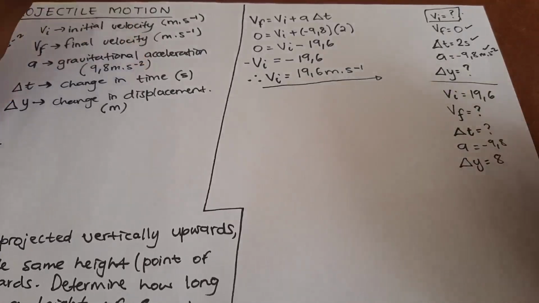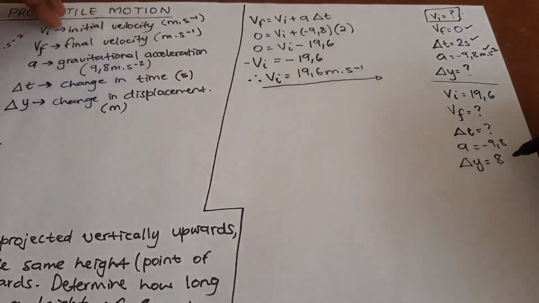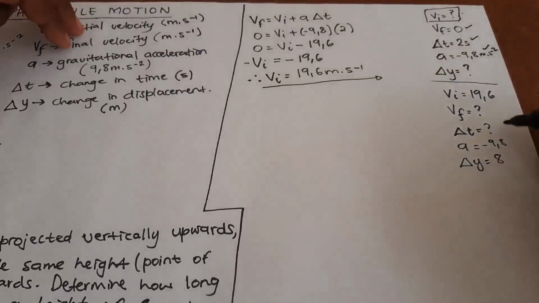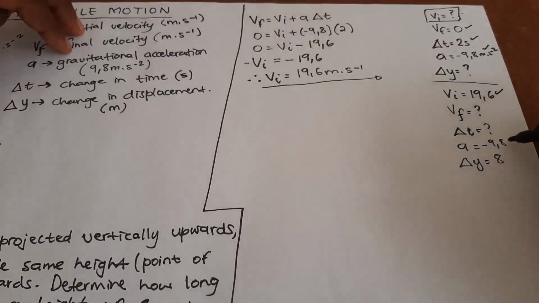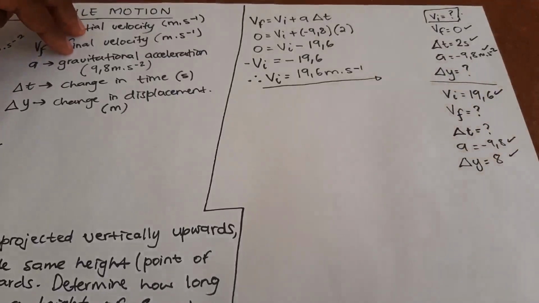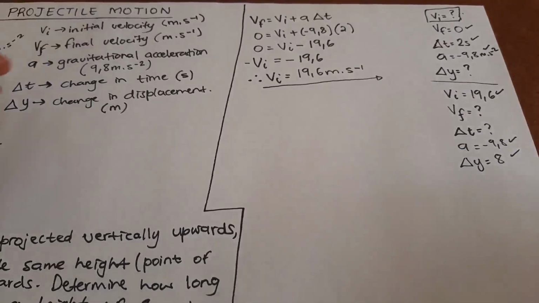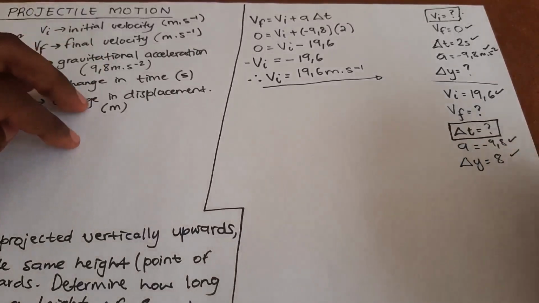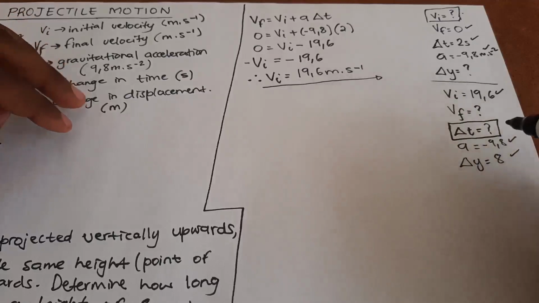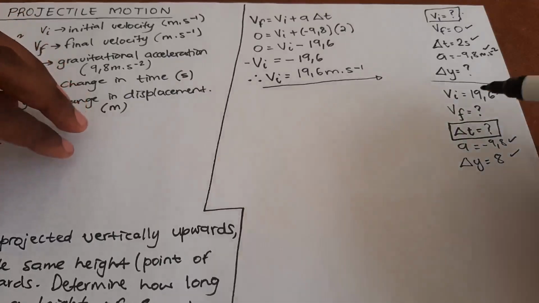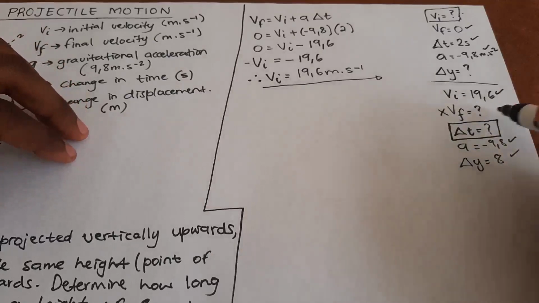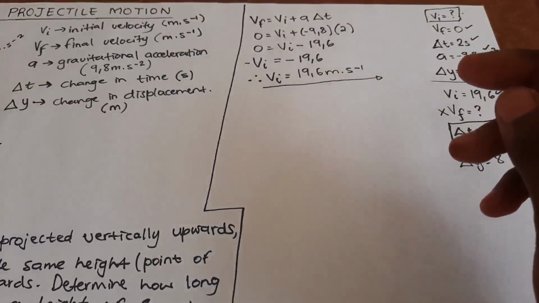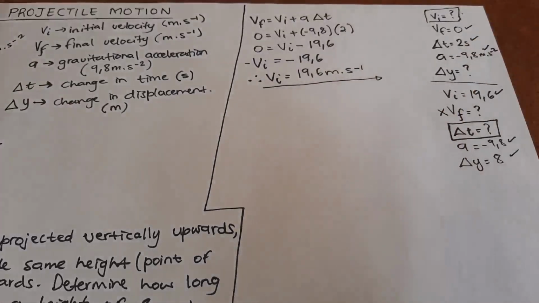So in this case, we're going to look for the formula that has these. We're looking for change in time. As we're looking for change in time, we don't care about the final velocity. So which formula are we going to use? We're going to use this formula.